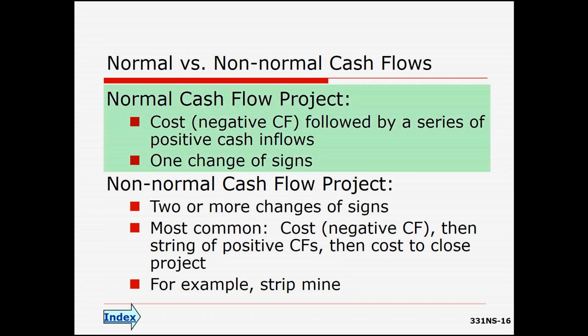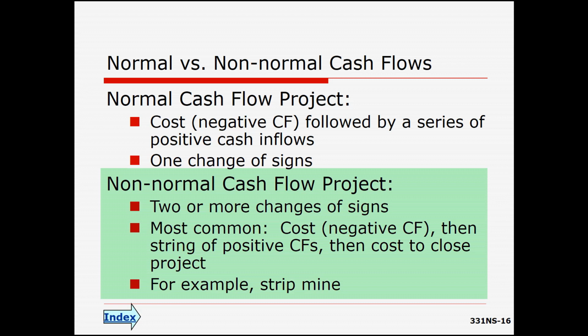A project with normal cash flows has 1 outflow investment at time 0, followed by a series of positive inflows for the life of the project. 1 change in sign from time 0 to time 1. Non-normal cash flow stream has 2 or more changes in sign. An example frequently given is a strip mine, where the land must be reclaimed when the mine is exhausted, causing a large negative cash flow at the end of the project.